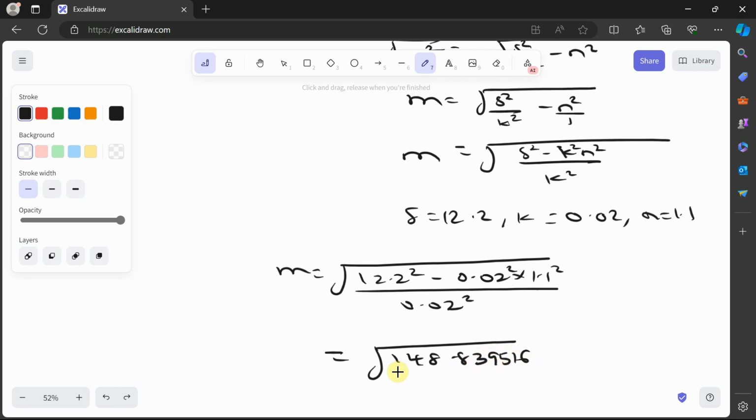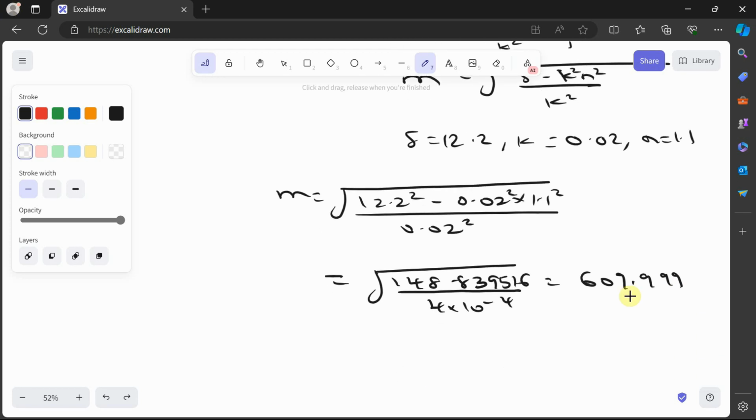Then I would equal it, so that gives 144 square root of 148.839516. Let me just write everything down so that I don't have any approximation issue. So I'll now divide this by 0.02 squared. What does that give me? It gives me 4 times 10 raised to the power of minus 4. So I add 148.839516, and I have 4 exponential minus 4, and I find the square roots. When I found the square root of everything, it gave me 609.999. But then it said that we should round it up to the nearest whole number. This is 9. It will add 1 to it, so that will be approximately 610. So our M is approximately 610 to the nearest whole number.